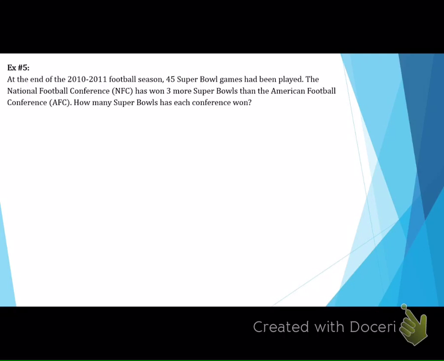So what are my variables? Because we're going to have more than one. We're finding 2 separate things. So Mackenzie, what are the 2 things we're finding? The number of Super Bowls for one from the NFC and one from the AFC. So I'm going to call them N and A just because that makes the most sense since it's NFC and AFC. So that's the number of Super Bowls won by the NFC.